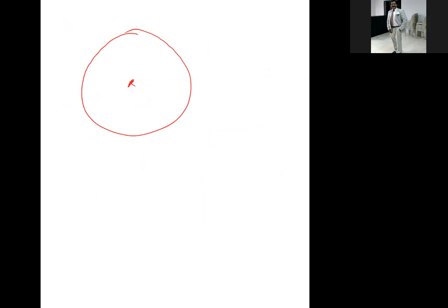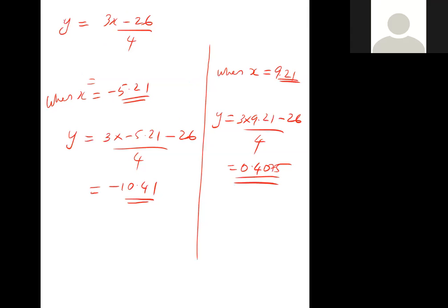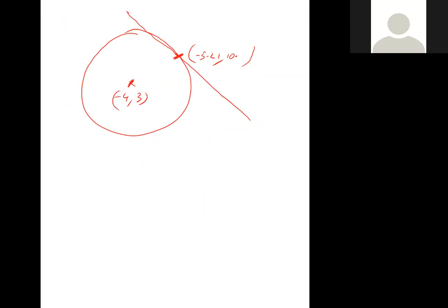If this was our circle and this is our center, what is our center? Minus 4, 3. And if this is the tangent, it is either happening at the coordinate minus 5.21, negative 10.41, correct? Yes. Then you try to find the gradient. So gradient of radius.